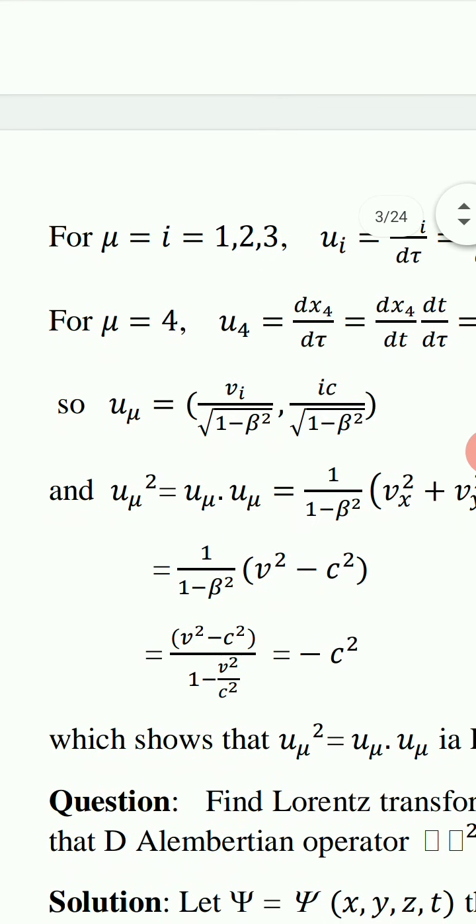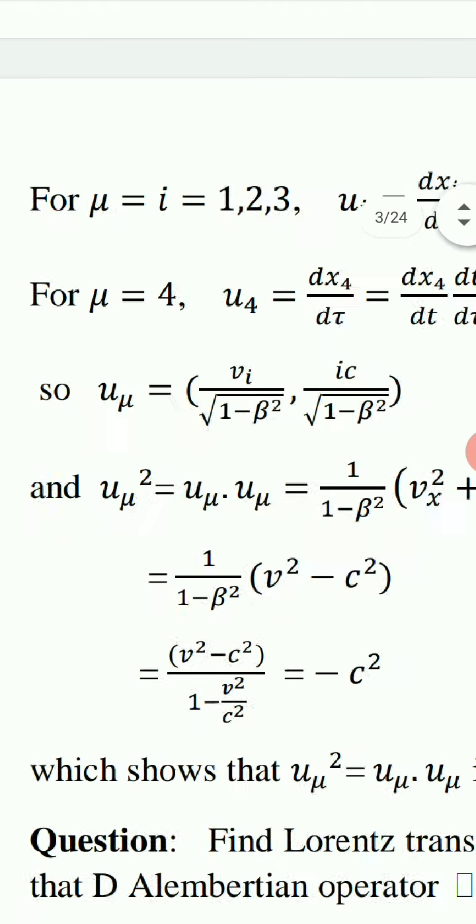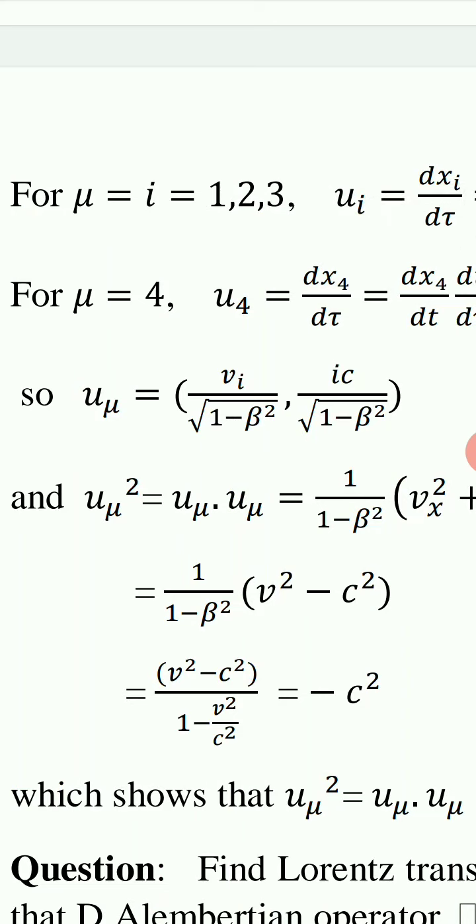So the velocity four vector u mu has these four components. The first three components are vi upon under root 1 minus beta square, with i equal to 1, 2, 3, or x, y and z components of velocity. And the fourth component is ic upon under root 1 minus beta square.